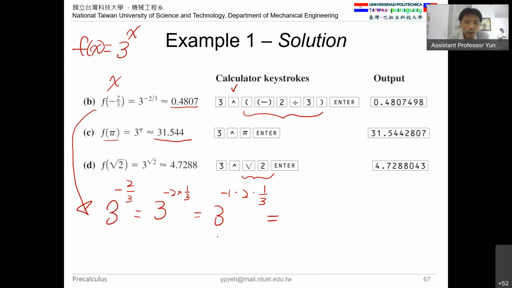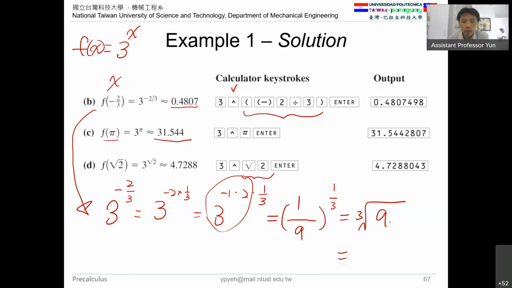For example, if you are using this case here, then you would simply know that that will be 9 here. Then you can see the cube root of 9 here. You can approximately find the result, which will be 0.4807, etc. So I think that's the way you can easily find it.